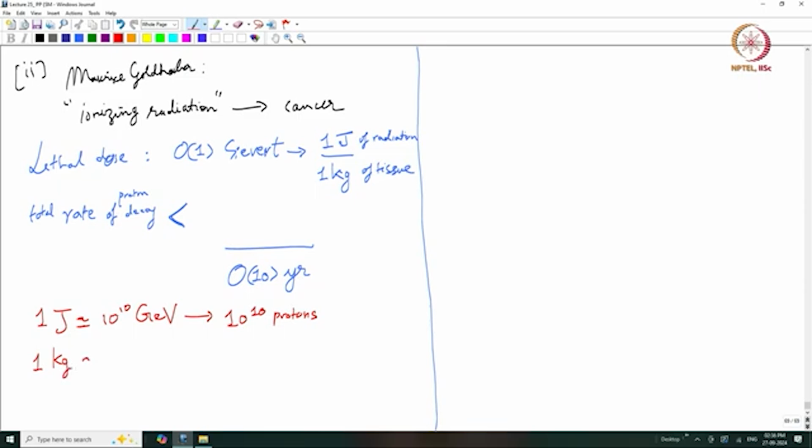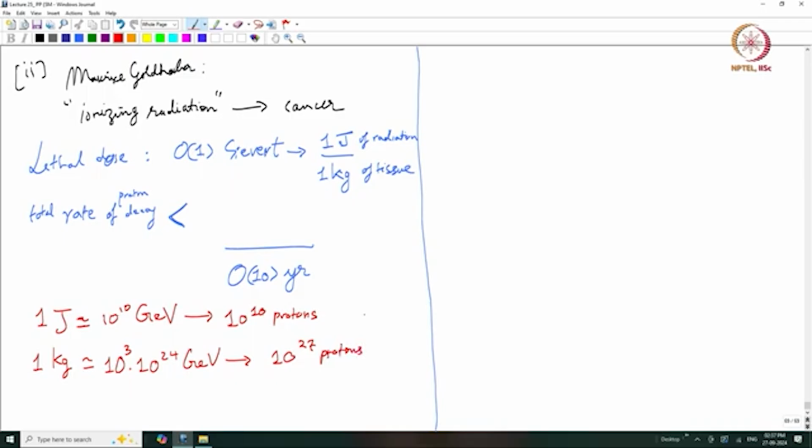So what is that? You can go use the concept of a mole and all that, and you will find that, to the correct order of magnitude at least, it is like the Avogadro number, which I am just going to take as 10 power 24. We are just calculating orders of magnitude here. That's for a gram, and this is a kilogram, so that would correspond to 10 power 27 protons.